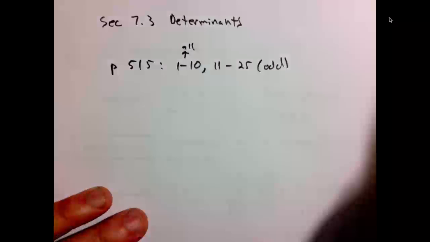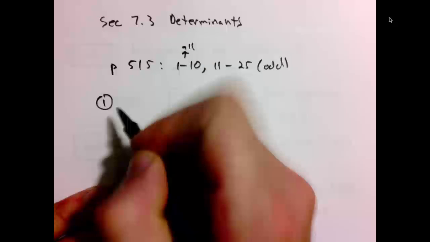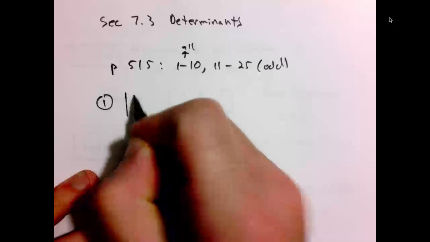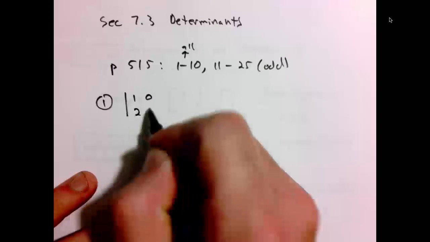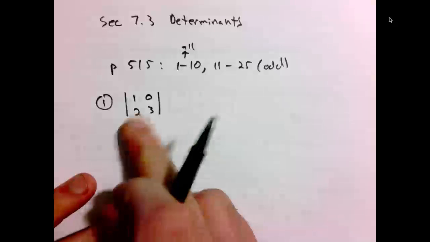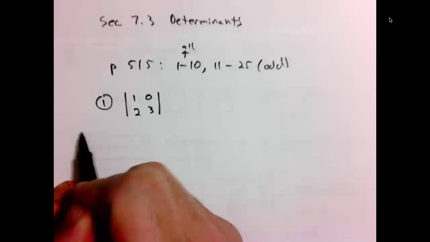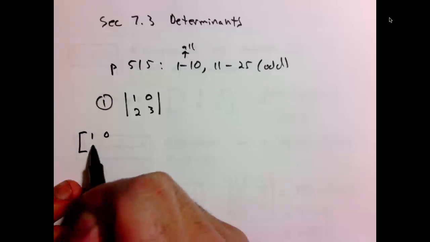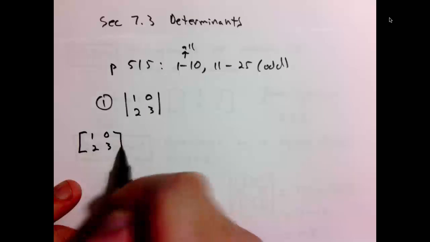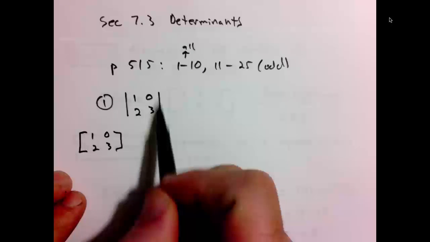Looking at problem number 1, it gives us the matrix 1, 0, and 2, 3. I guess I misspoke calling it gave us the matrix. It's asking us for the determinant. We write the matrix with the brackets, 1, 0, 2, 3. This is a 2 by 2 square matrix. When we place these little symbols on the side, it's asking for this operation.